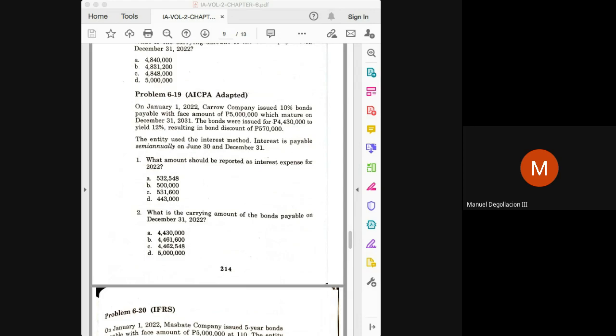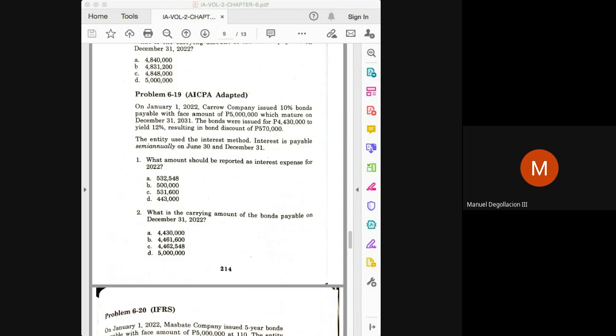And then once you have the updated discount, you can already get the updated carrying amount as of June 30, 2022. And how do we get the carrying amount? It's face value minus the updated balance of the discount. So 5 million minus the remaining discount after 6 months of 554,200. You would get 4,445,800.